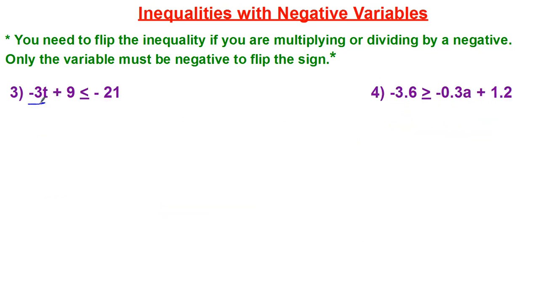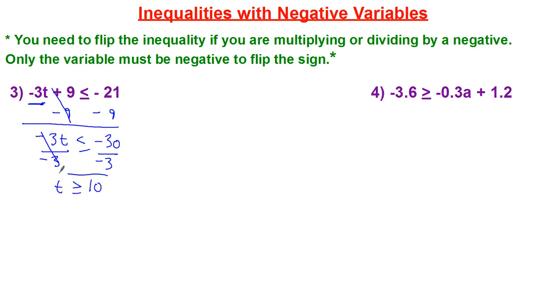Okay, so I can't do anything with this. Minus 9, minus 9. I'm going to have negative 3t is less than or equal to negative 30. So I'm going to divide by negative 3 and divide by negative 3. Since I divided by a negative number, I'm going to go ahead and flip the sign. So t has to be greater than or equal to 10. That could be 11, 12, 13, but since it says greater than or equal to, I can include 10 in here as well.